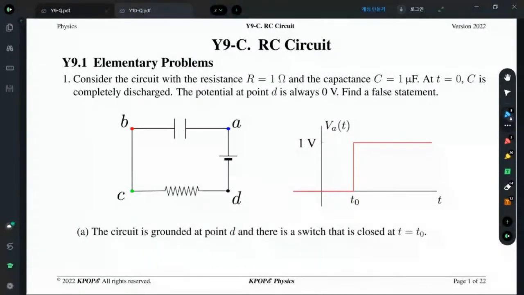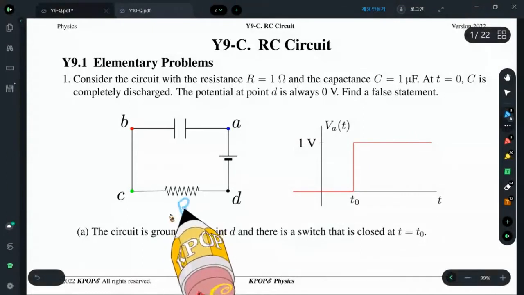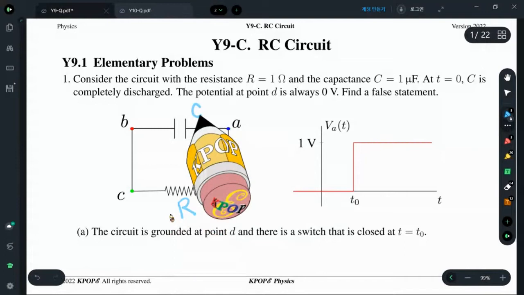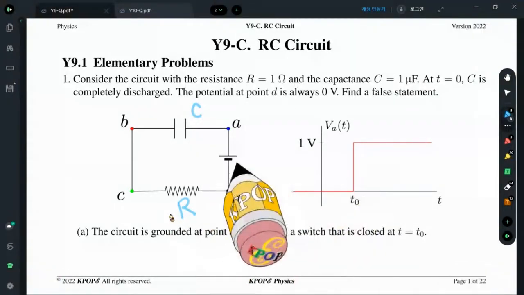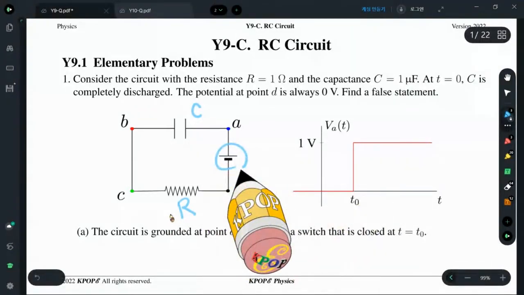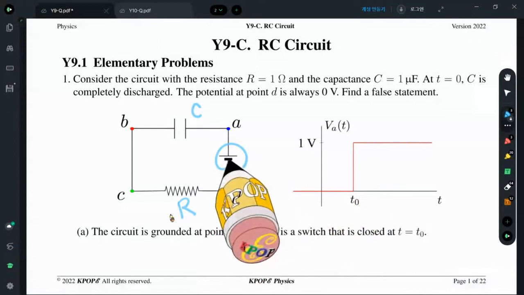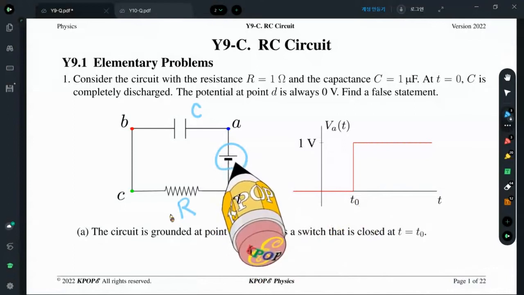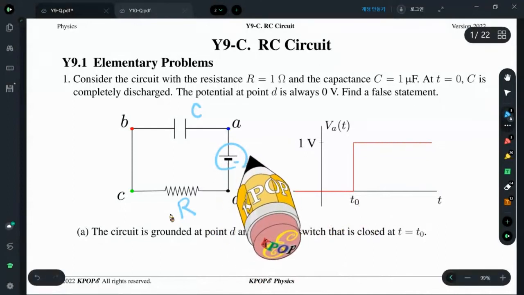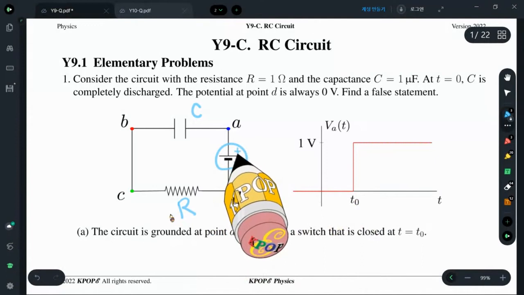Y9 RC circuit. This is a resistor and capacitor. We have a battery. This is a thick line, and the thick and narrow line indicates the negative sign, and this is a positive sign.